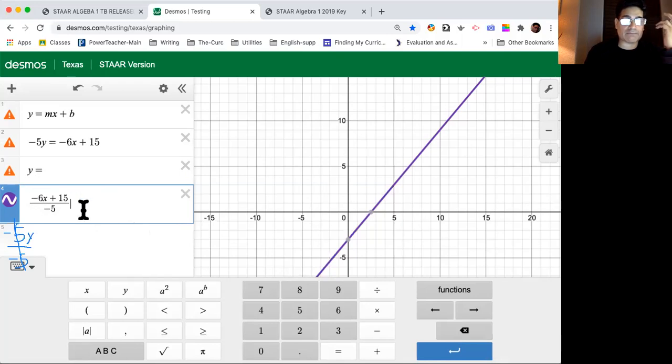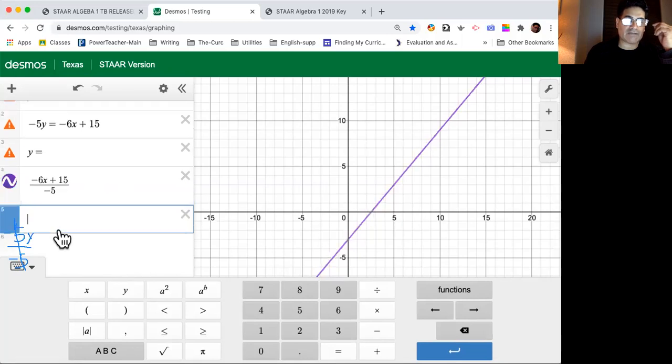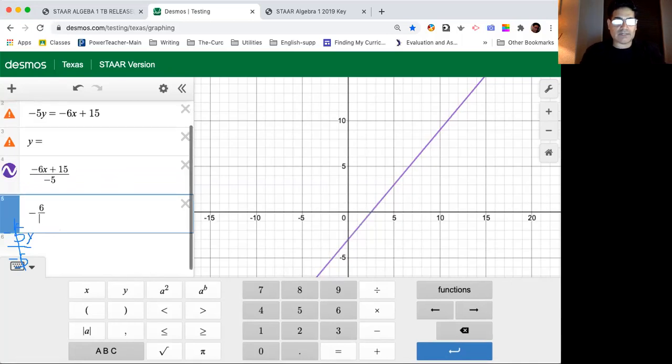Let's do the math one by one. So negative 6 divided by negative 5, and I can do that on my calculator. Negative 6 divided by negative 5.